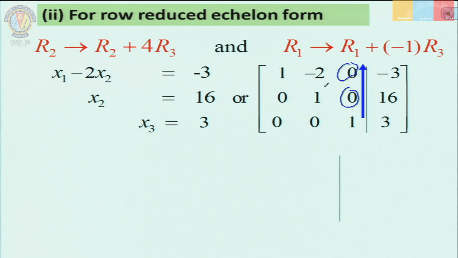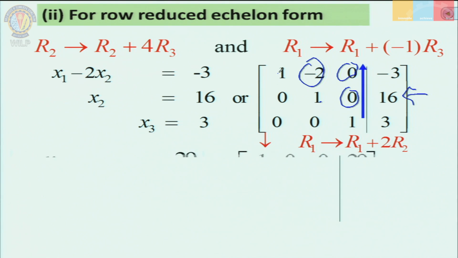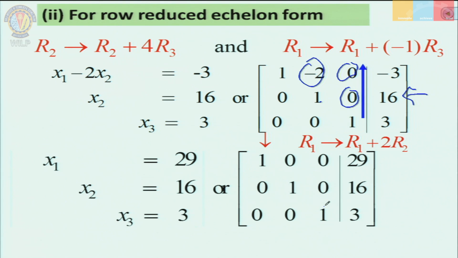Again, one more operation you can use: multiply this second row by 2, add it to the first row, so that this element also becomes 0. So, see that the final form is coming here. See, this matrix is in row reduced echelon form, and from here you can find the solution again.